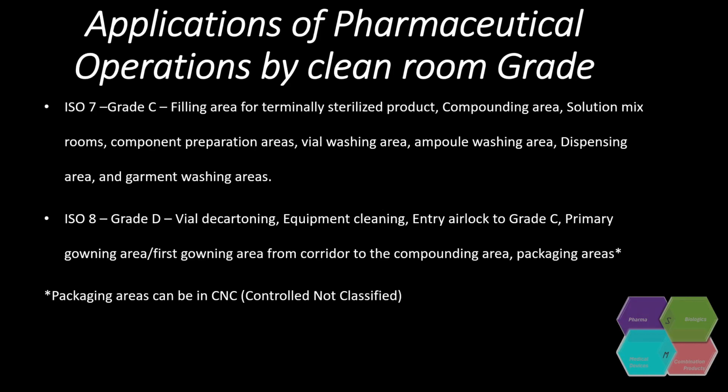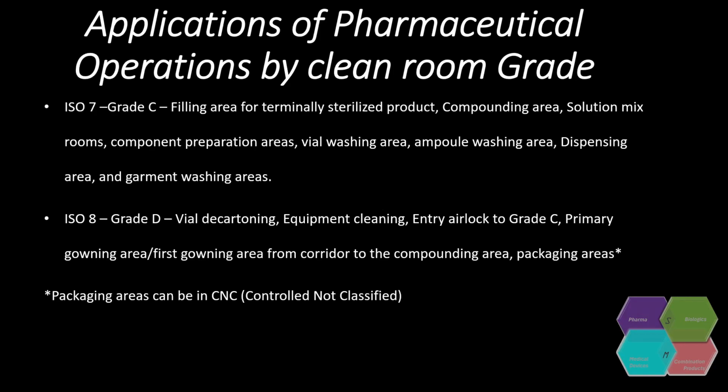So ISO 8 is grade D, and the operations done in grade D are vial decartoning, equipment cleaning, entry airlock to grade C, primary gowning area or first gowning area from the corridor to the compounding area. The corridor is a CNC, right? Controlled not classified, and packaging areas are typically controlled not classified.